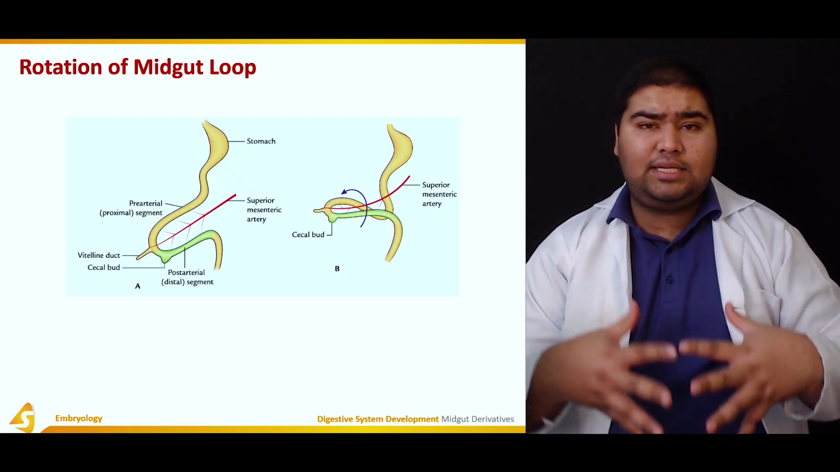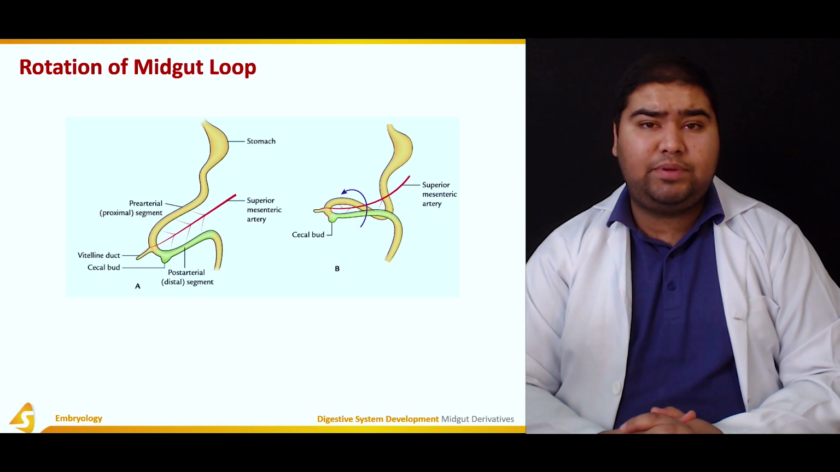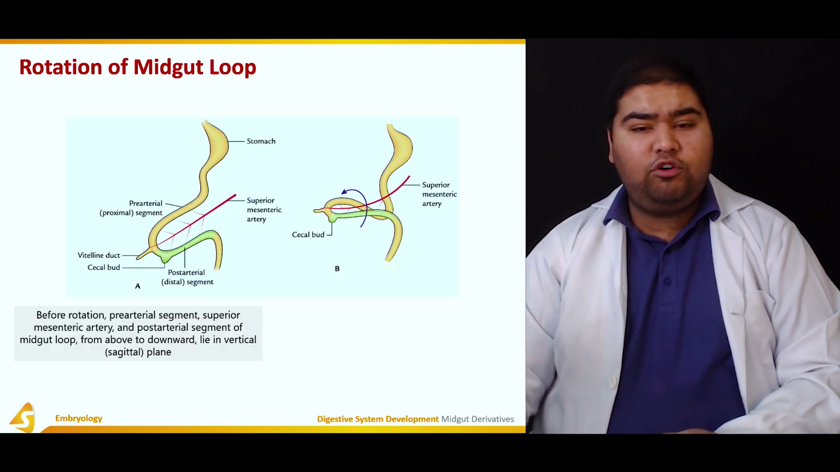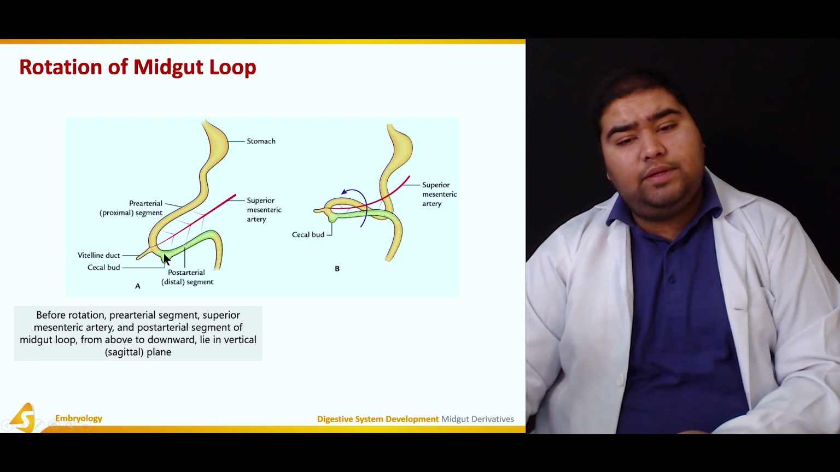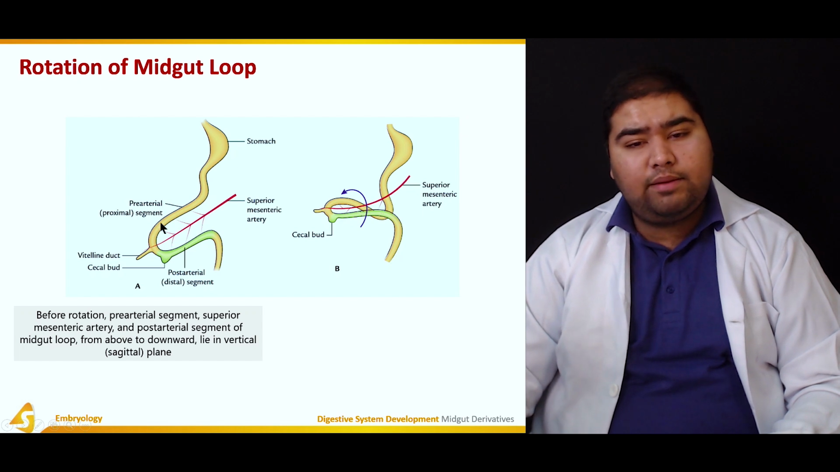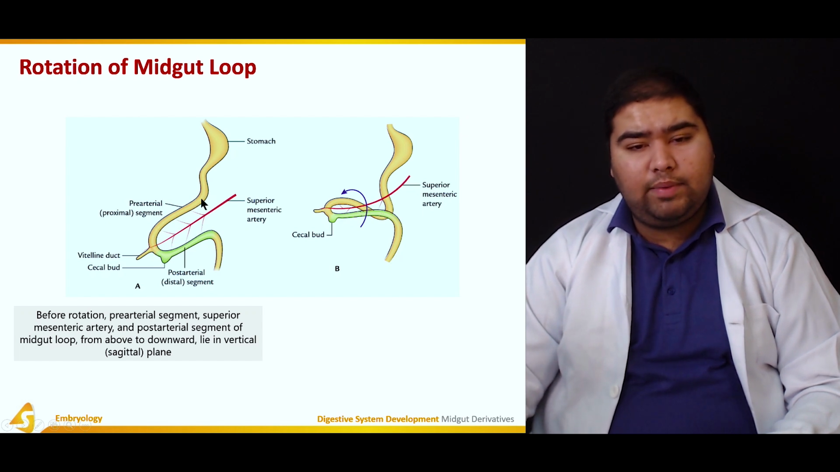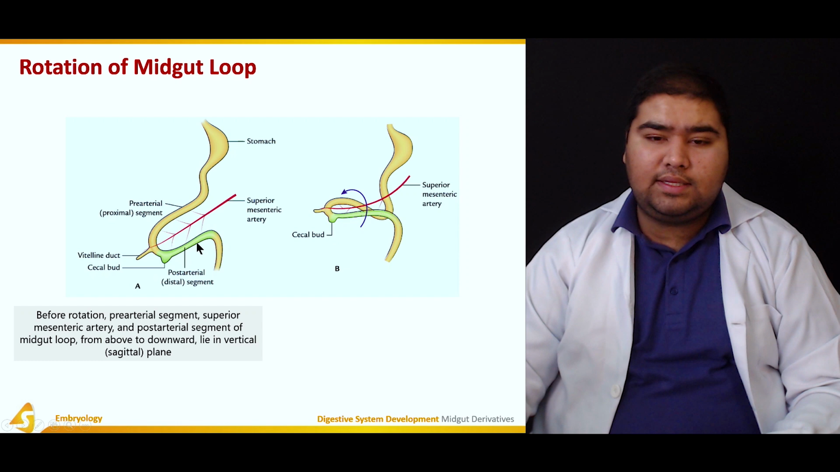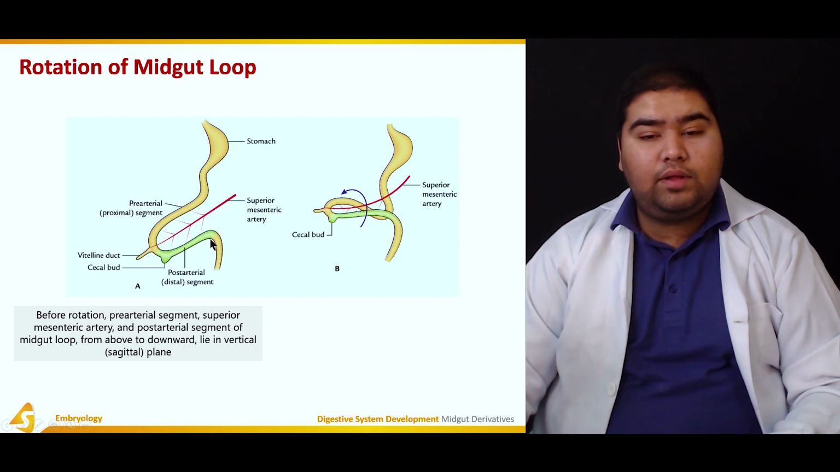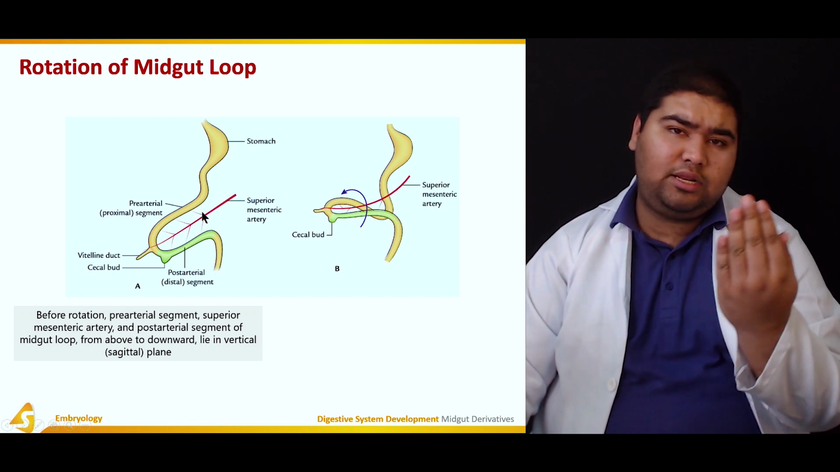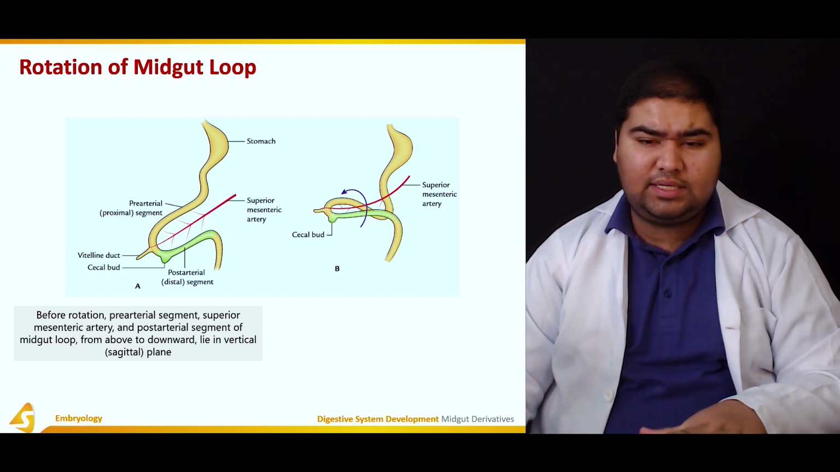So now let's get into the rotation and see what actually happens with the rotation of the midgut loop. This is what the picture is before rotation. The prearterial segment, the superior mesenteric artery, and the postarterial segment lie in the vertical or sagittal plane, and they're very simply just lying there.